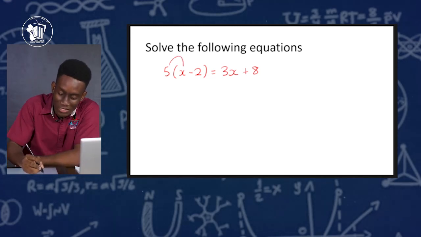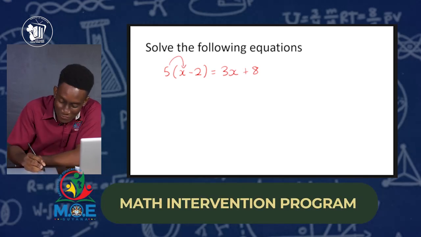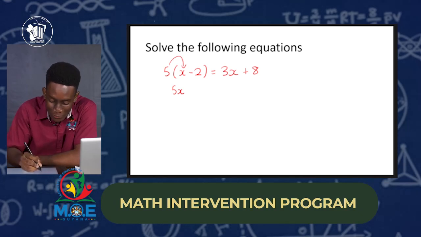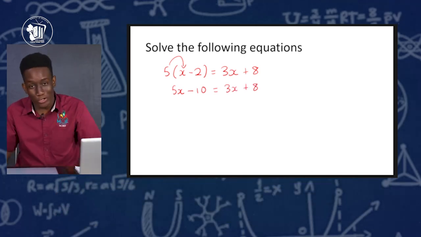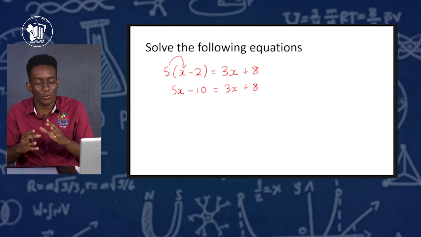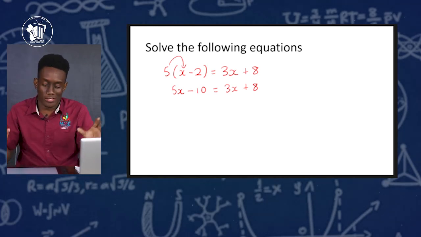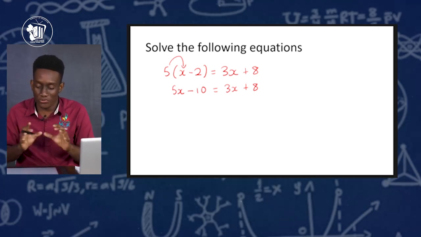So this will be 5 multiplied by x, which would give you 5x. 5 multiplied by negative 2, that would give you minus 10. And that will be equal to 3x plus 8. So once again, we end up in a similar situation. So what do we do? We group the like terms. So 5x subtract 10 is equal to 3x plus 8.